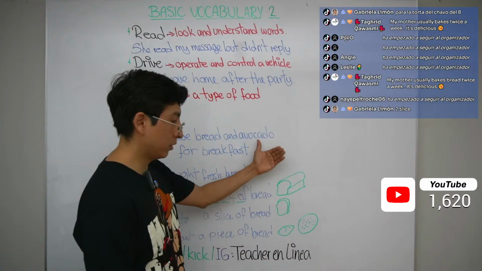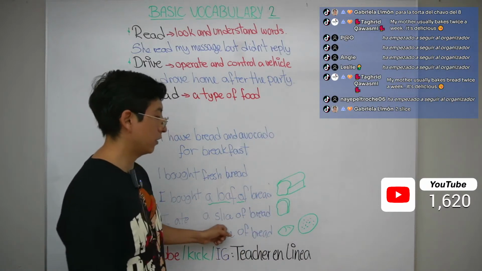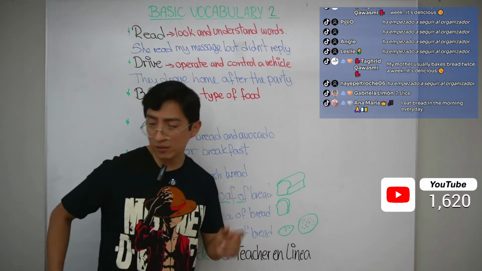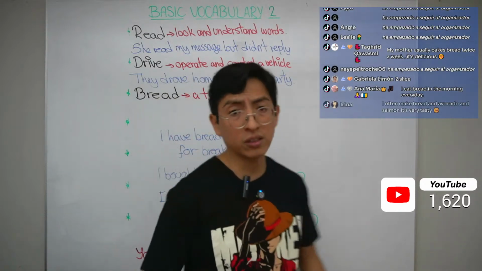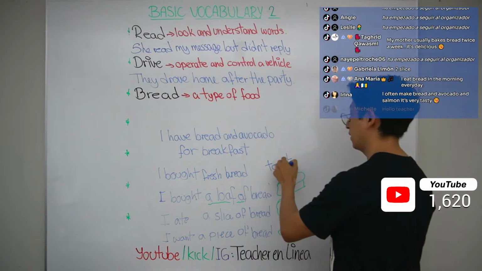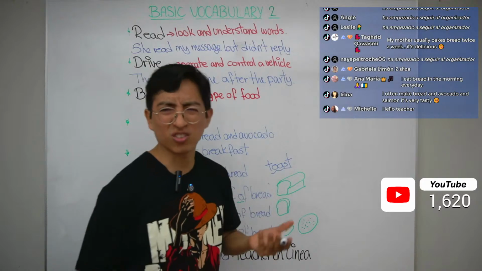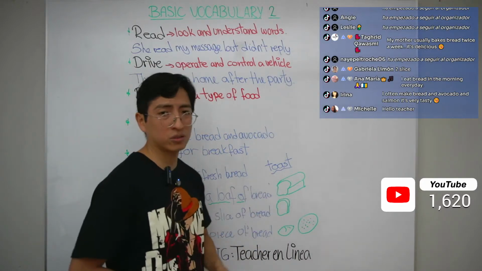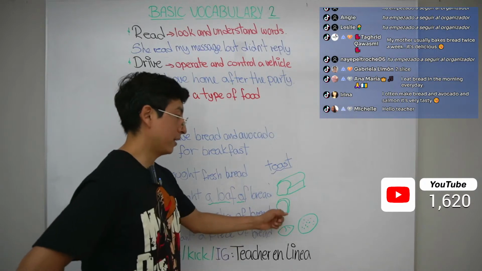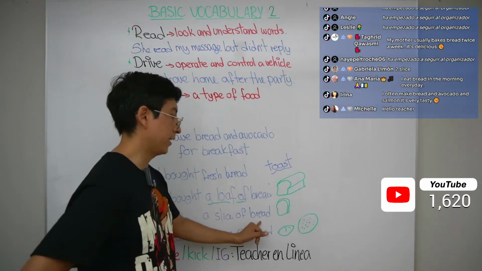Ahora, si yo quiero solamente una rebanada, utilizo la palabra slice. I ate a slice of bread. Solamente una rebanada. En algunos casos utilizamos la palabra toast, si ya está tostado. Toast, tostada. Slice, rebanada. Igual, si en tu país utilizan esto, rebanada, slice.